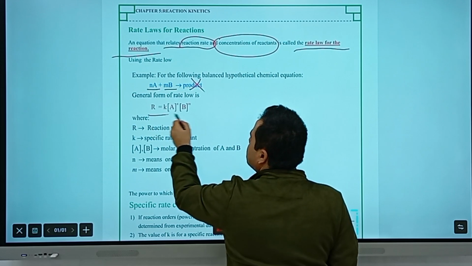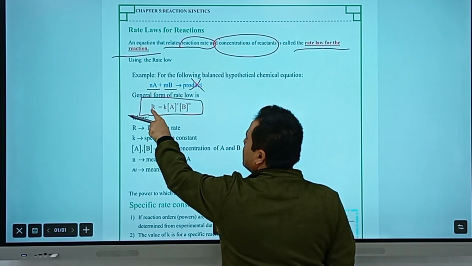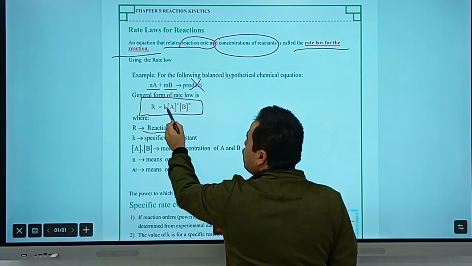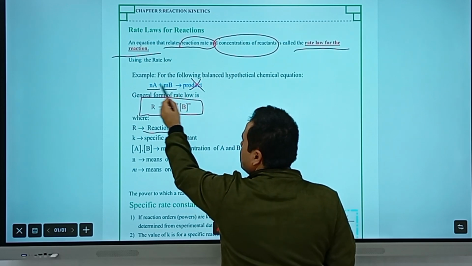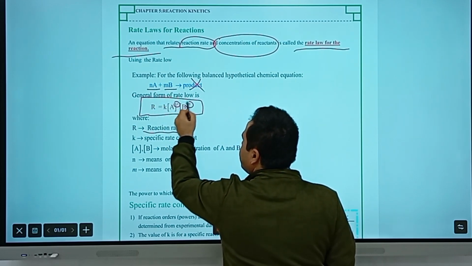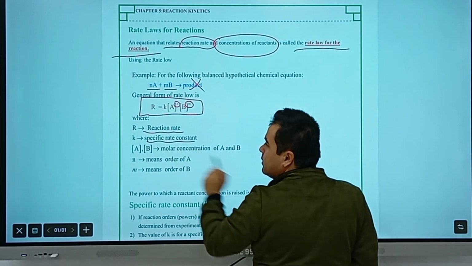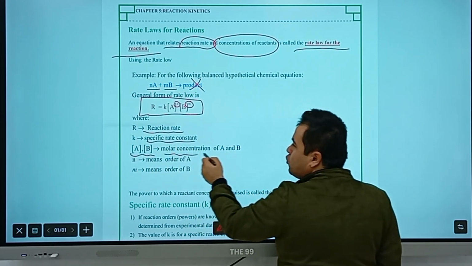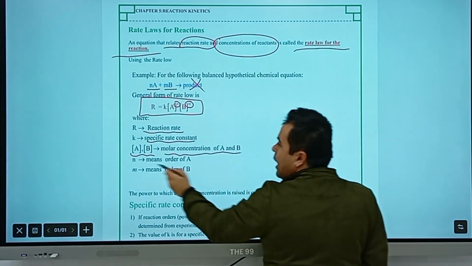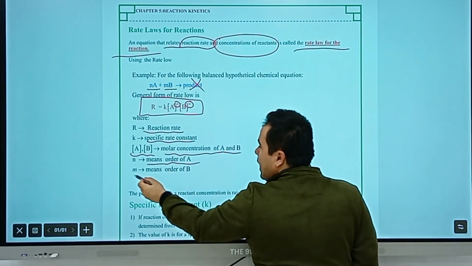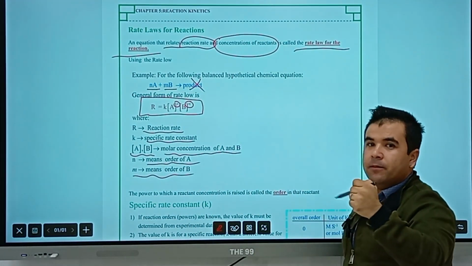How to write the rate law? Usually the rate law, or reaction rate, equals K times the concentration of the reactant to the order of the reaction. K is the specific rate constant, and these are the molar concentrations of A and B. N means the order of A, M means the order of B.